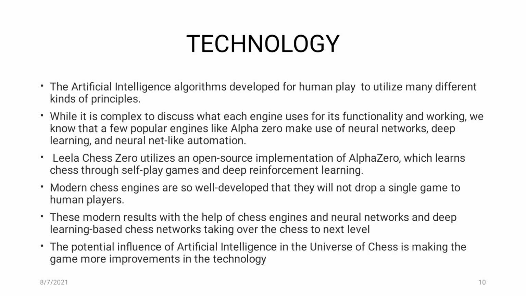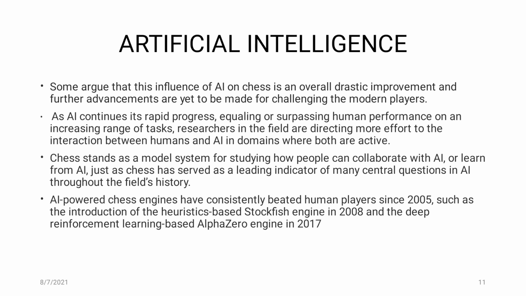There are some time limits for the chess game, sometimes 2 minutes for a chess pawn to move, or 30 seconds for a chess pawn to move. The potential influence of artificial intelligence in the universe of chess is making the game more improved in technology. Artificial intelligence on the game.